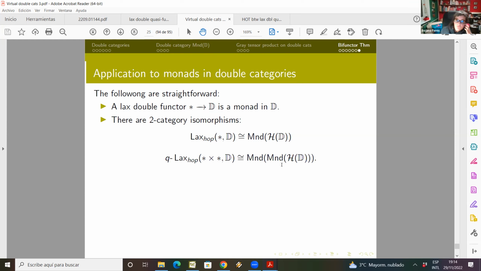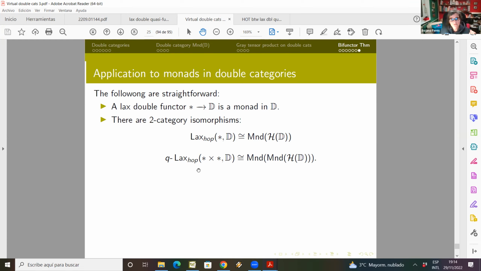And even furthermore, we have this isomorphism. So this is the two-category from the previous slides, but now just the domain double categories are trivial. And on the right-hand side, we have the two-category of monads, the two-category of monads of H of D. Why is that? I just explained it on the level of zero cells.